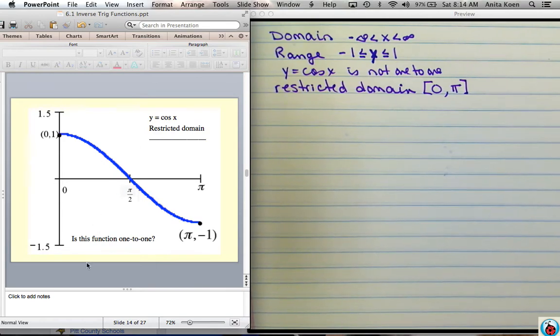0 to pi inclusive. Well, is this function 1 to 1 now? If I drew a horizontal line anywhere on this function, you would see that it only touches in one place. So yes, it is now 1 to 1.